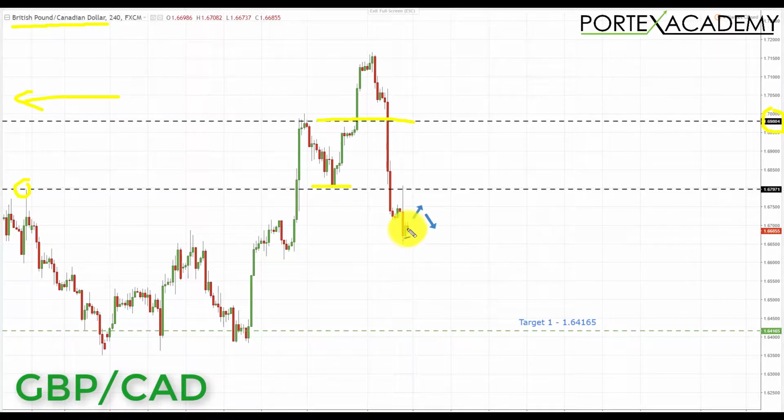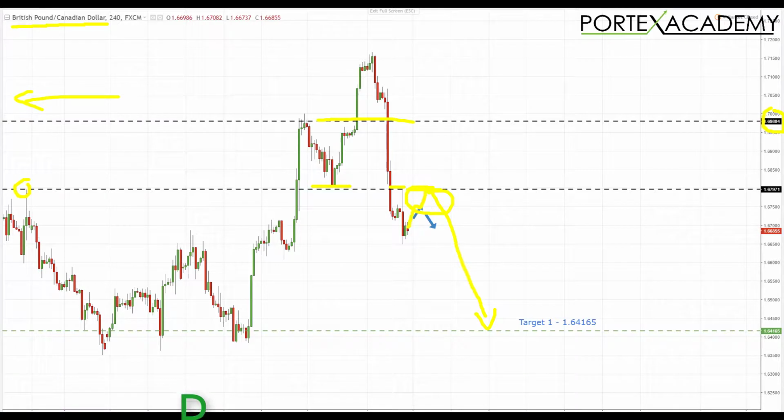So if we go into next week and we get that pullback and a retest of broken support becoming resistance, you can see it tested it here, but it'd be nice to see it tested again. This is going to be a fantastic area to look for bearish formations and patterns. And we're going to be looking at taking those patterns short down towards the target and the next key area of support to the downside at the 1.64165.